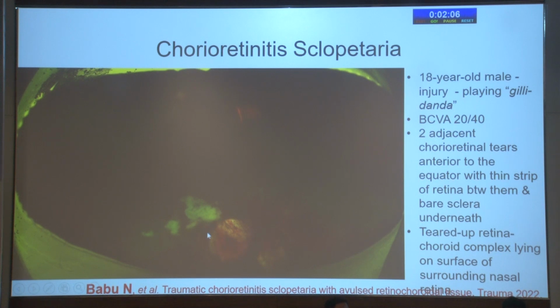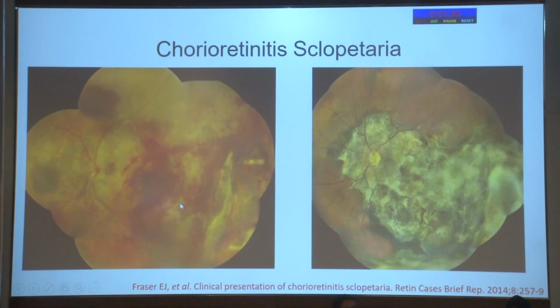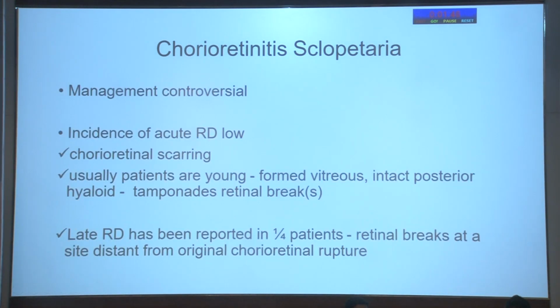What we see are 2 adjacent chorioretinal tears anterior to the equator in the inferior quadrant with a thin strip of retina between them. So the torn retina was seen lying on the nasal part of the retina. And what happens in the long-term follow-up, it will completely get scarred. The management is controversial. Incidence of acute RD is low because of the scarring as well as the young patients.